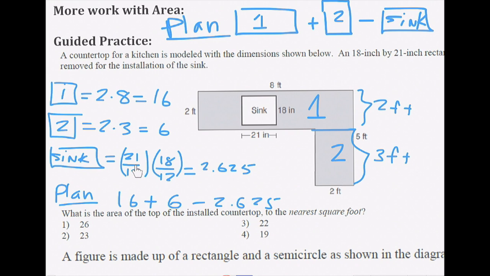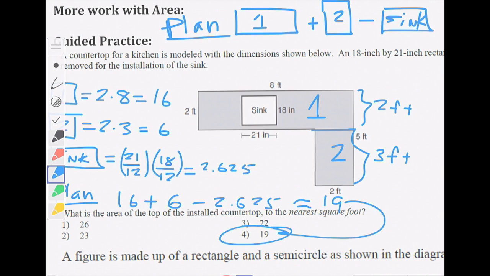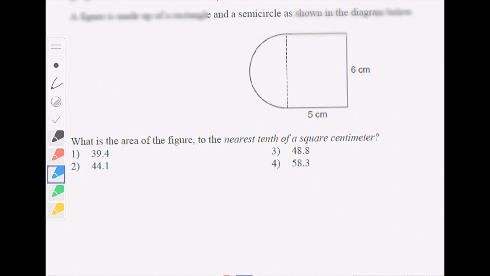So following the formula of base times height for that rectangle, I can find the area is 2.625 square feet inside that sink area. Then I'm just following my plan. 16 plus 6, so the rectangles, take away the sink, which is getting removed, which gives me approximately 19.375.